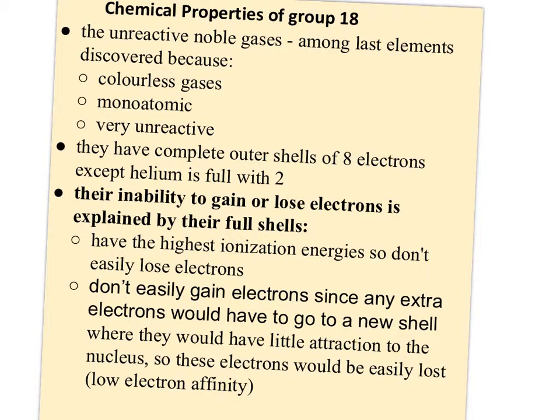Their full shells give them the highest ionization energy, so they don't easily lose electrons. Their full shells also give them a very low electron affinity because if they gain electrons, they're going to have to go into a new shell where they'd be even further from the nucleus with very little attraction to the nucleus, so those electrons are going to be easily lost. There's also no reason for them to enter into a covalent or ionic bond because they're already stable, and so they're not going to have much electronegativity for any kind of covalent bond that they might be forced to form.